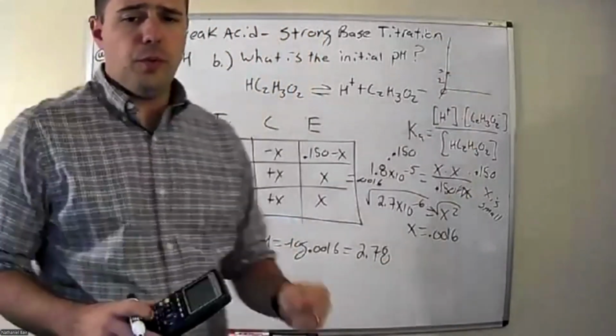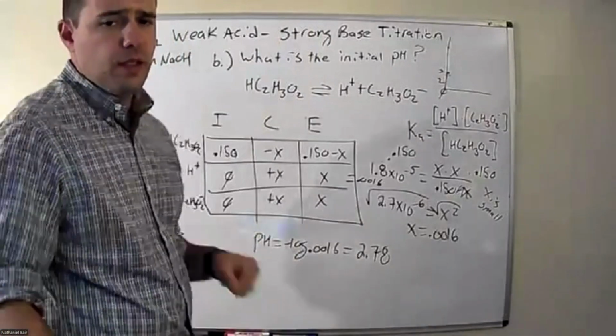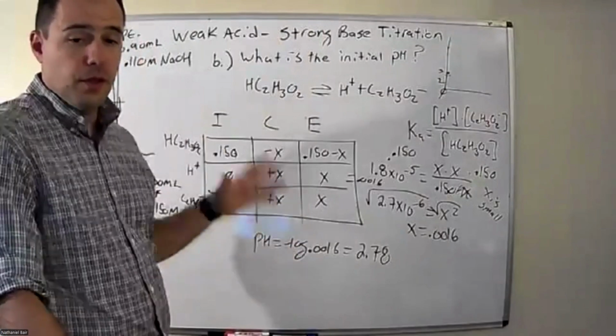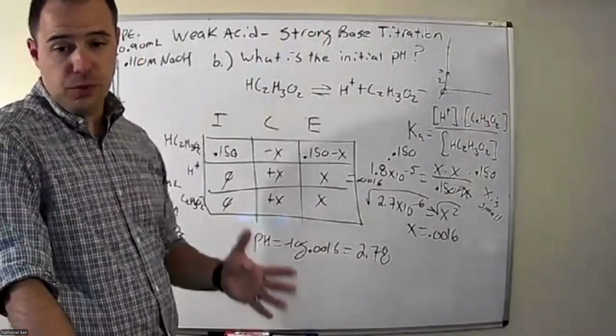So when you're doing a weak acid, strong base titration, getting the initial pH is more work, because it's a weak acid, and you got to do a weak acid problem. Okay, so we're starting there.